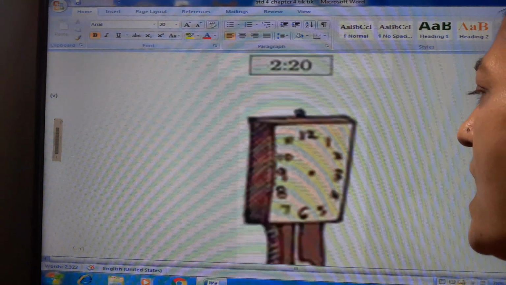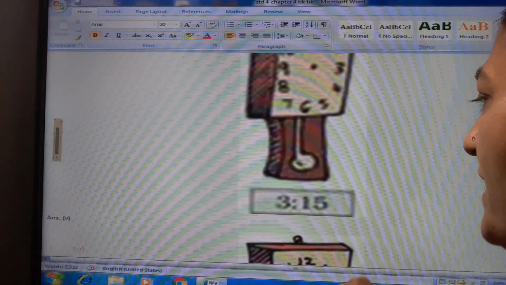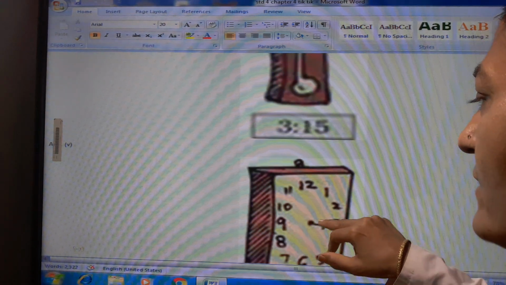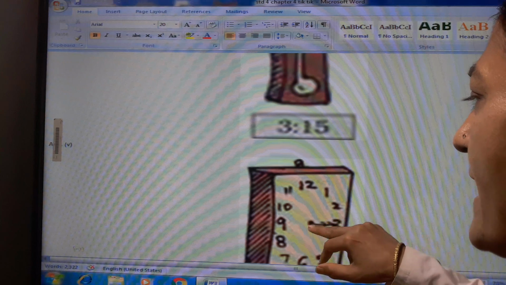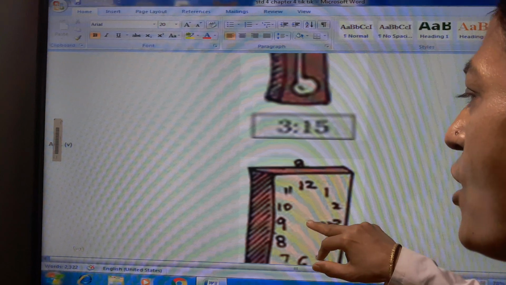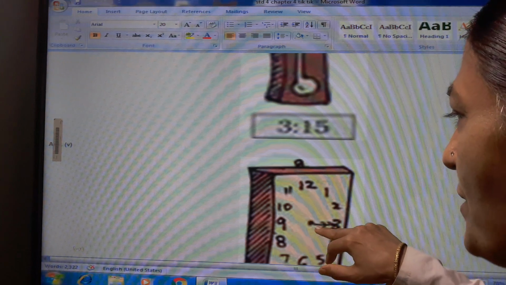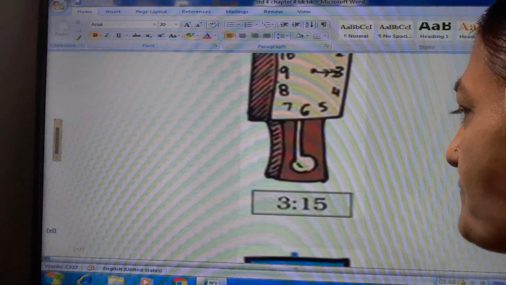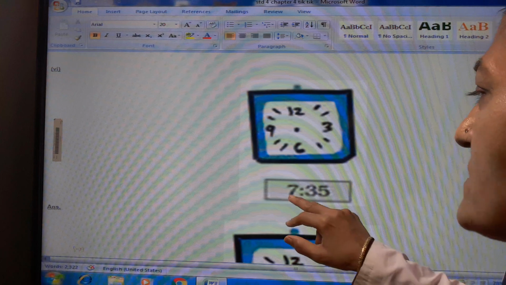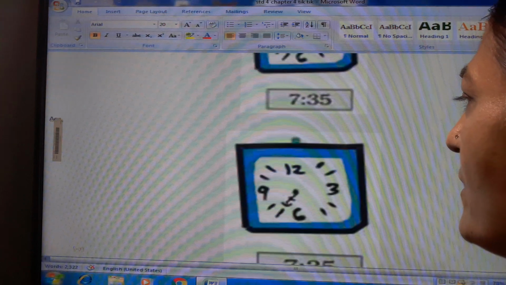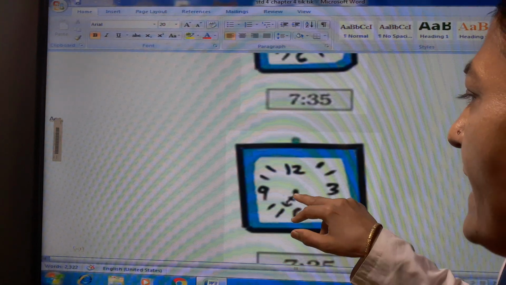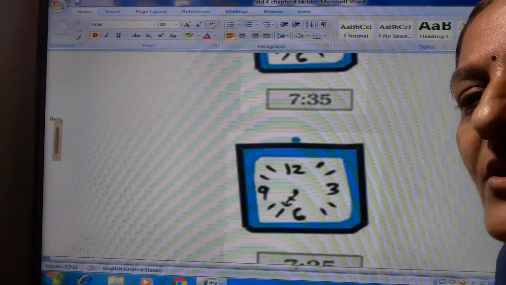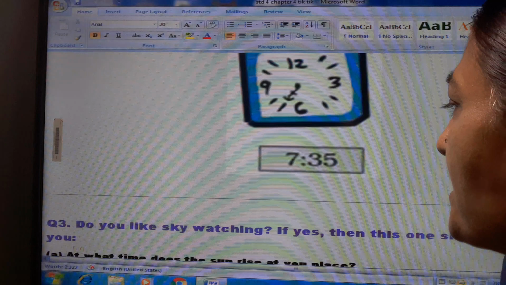Now 3:15. Both the hands, the smaller hand and the bigger hand, the hour hand and minute hand, both we have to keep on 3, so it becomes 3:15. Now 7:35. The hour hand and minute hand, both the hands we have to keep on 7, so it's 7:35.